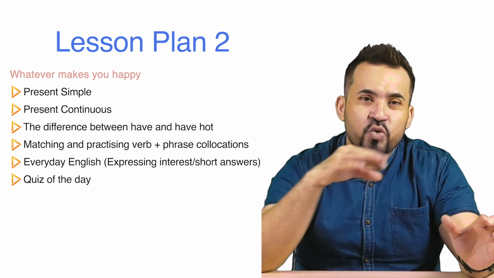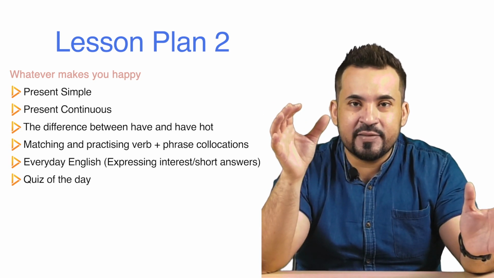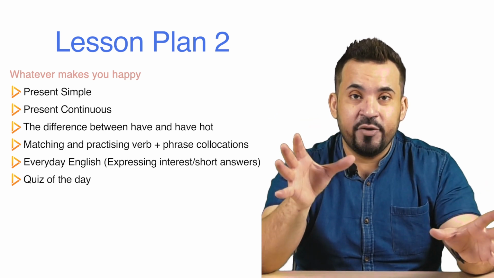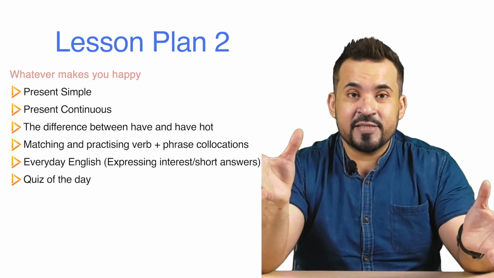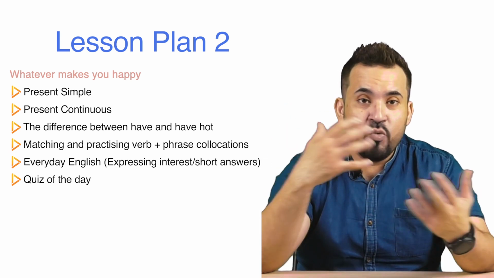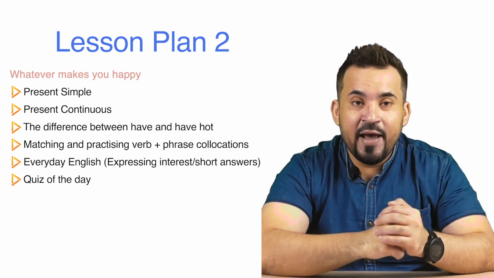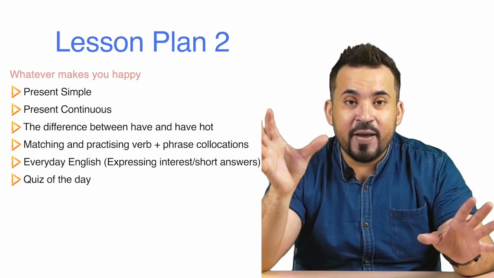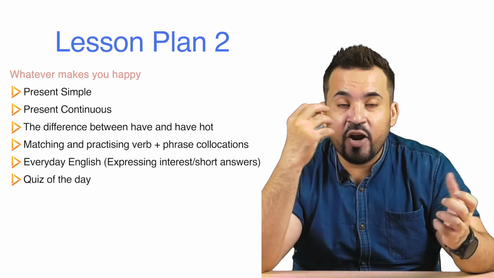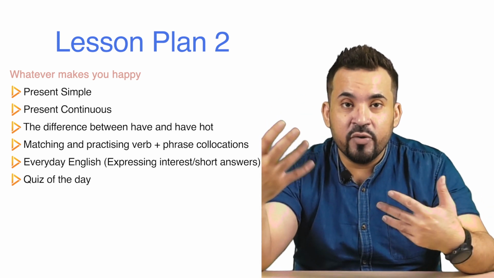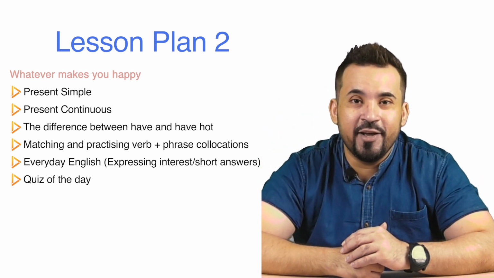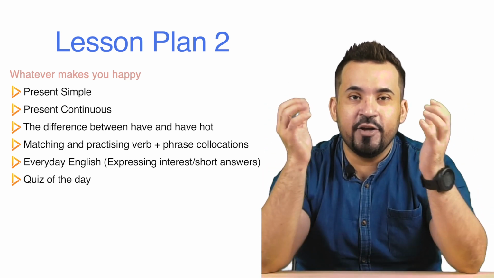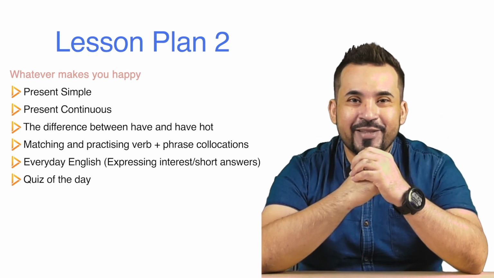Today we are going to do a very quick review on the present simple, and then we'll talk about the present continuous. We'll also discuss have got and have, and what the differences between them are, and we will talk about expressing interest and conversing, and how to keep the conversation going when you're speaking in English. So that will be today's lesson. Enjoy, and let's get to it.